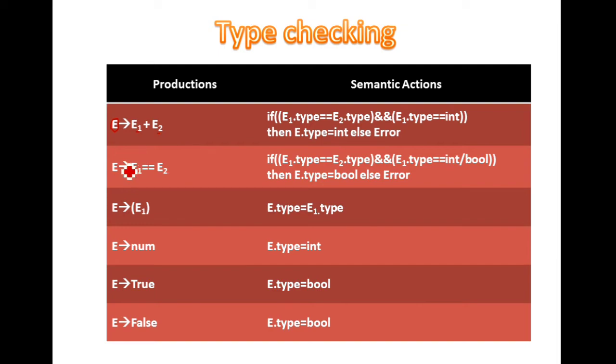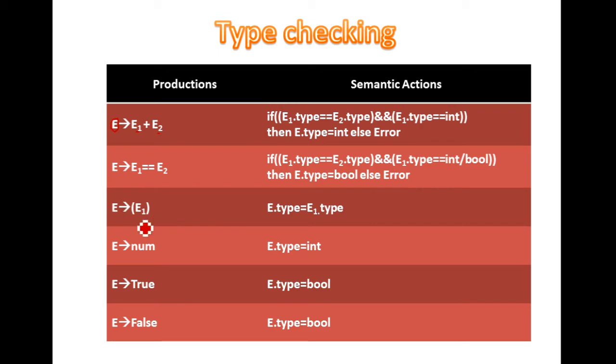Now when we come to the second production, we are making a comparison here. I am using double equal to: E1 is compared with E2, and we have to determine the output of this E expression. So if E1 and E2 are the same data type, and if E1 is integer or boolean, the resulting data type is always boolean here. So in this case it is boolean. Now if E1 and E2 are integer or boolean, the resulting data type is also boolean. So that is the meaning of it.